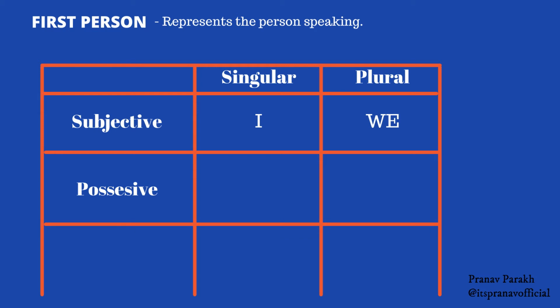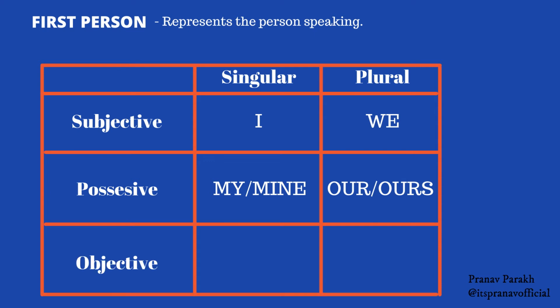Second one is possessive, where singular is known as my or mine and plural is our or ours. And the last one is objective, which is known as me and us. Let's take some examples based on singular form and plural form. First we take the singular form.